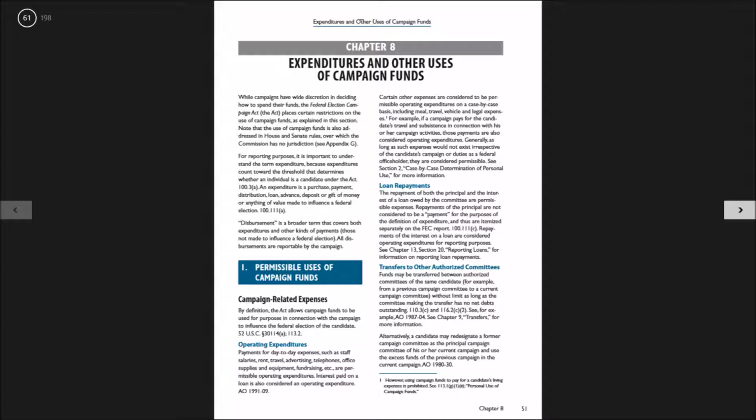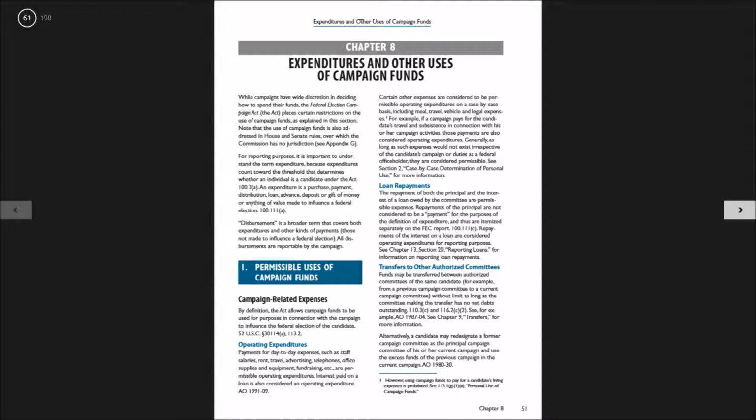Section 1. Permissible uses of campaign funds. Campaign-related expenses. By definition, the Act allows campaign funds to be used for purposes in connection with the campaign to influence the federal election of the candidate. Operating expenditures. Payments for day-to-day expenses such as staff salaries, rent, travel, advertising, telephones, office supplies and equipment, and fundraising are permissible operating expenditures. Interest paid on a loan is also considered an operating expenditure.